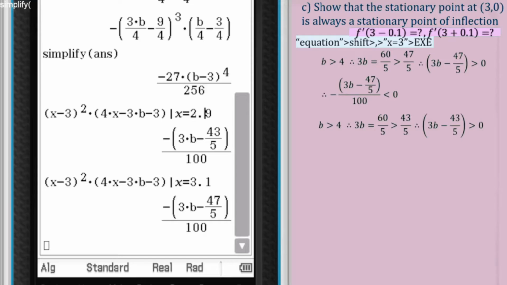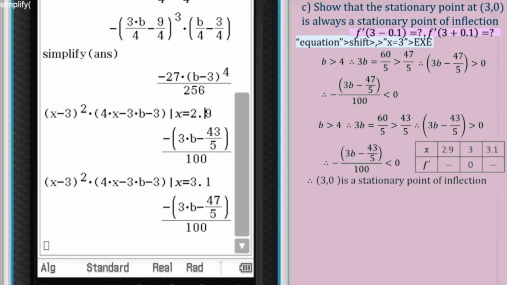Likewise, we see 3 times b. b has to be at least 4. So 3 times b has to be at least 12. At least 12 is the same as saying at least 60 over 5. And 60 over 5 is definitely greater than 47. So 60 over 5 minus 47 over 5, which is smaller, will always be positive inside the bracket. Putting a negative in front of something always positive makes it negative. So the whole thing is also negative.